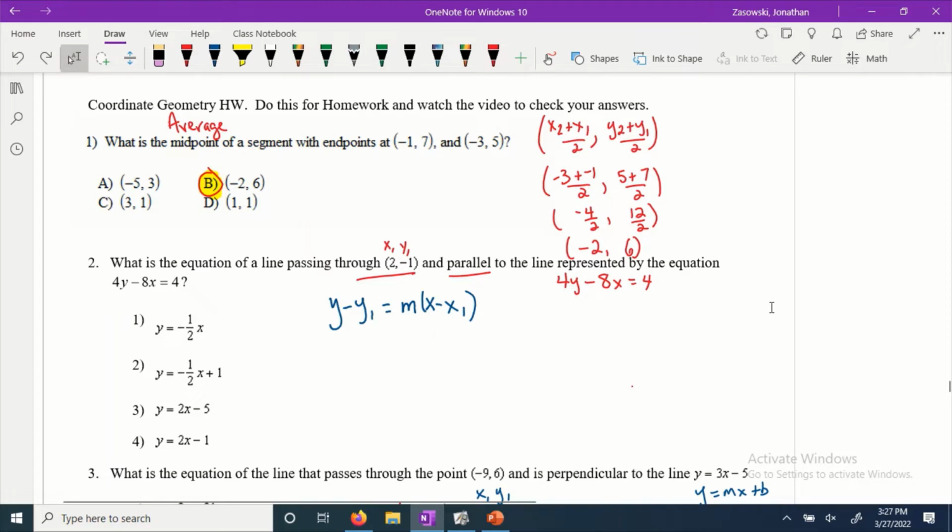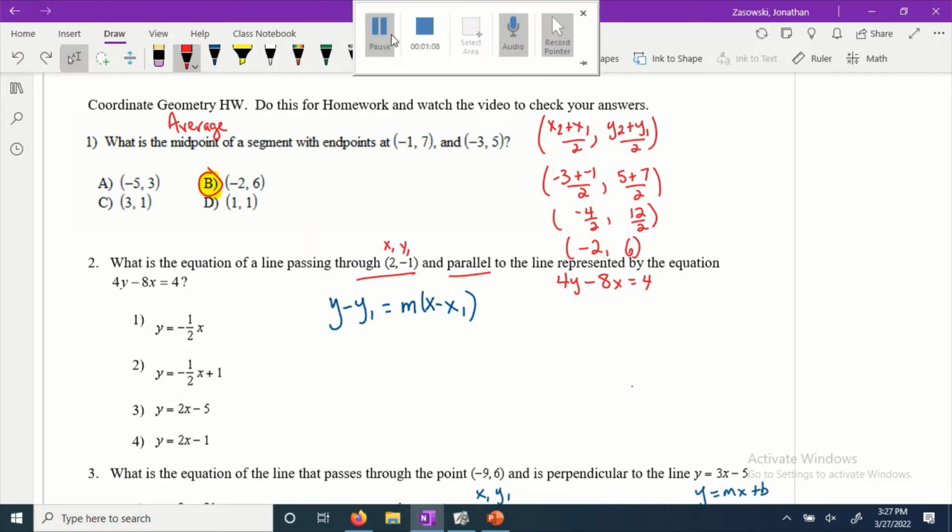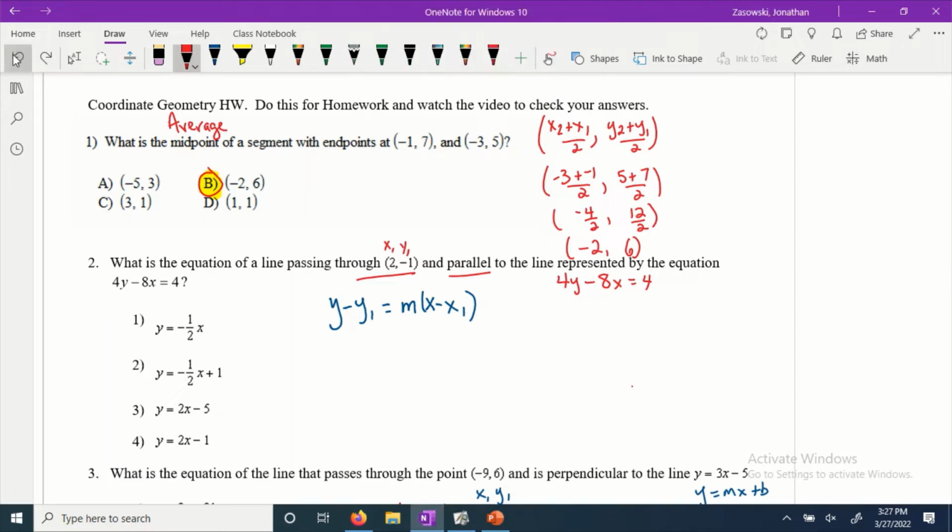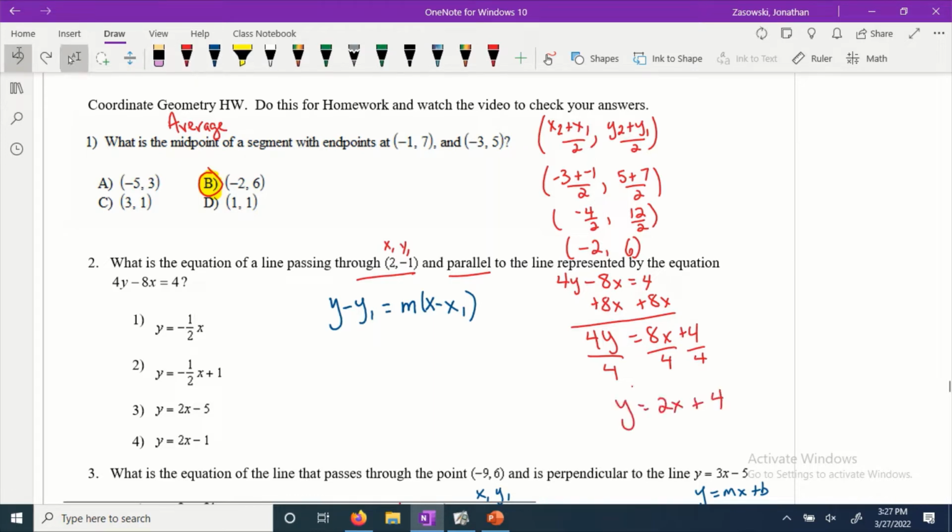So step one, all right, let's just do it by hand. We're going to add that 8x over. Okay, so we add the 8x, divide by 4, and we're going to end up with y equals 2x plus 4, which means our slope is going to be 2.